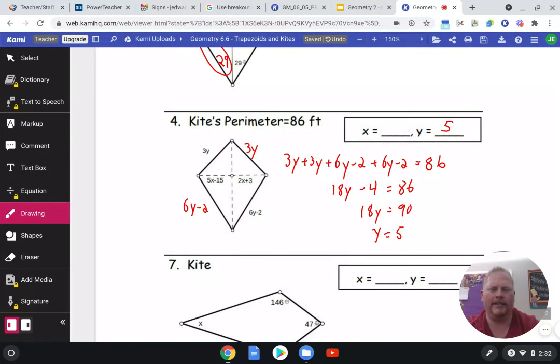Now to figure out what x is, remember I told you that a kite is symmetrical? So that means that this side over here is the same as this side over there. That part of the diagonal and that part of the diagonal. So I know 5x minus 15 equals 2x plus 3. Then do some algebra work, subtract the 2x, add the 15, and boom, I get x equals 6.